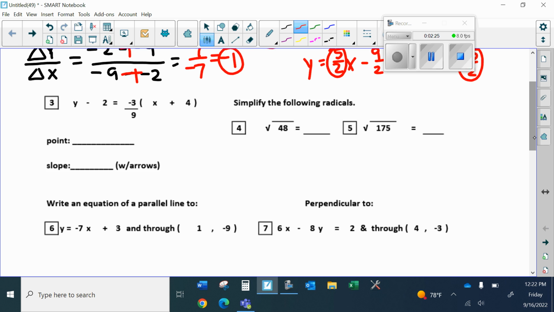Number 3, you should know this is in point slope form. You should know it's always the opposite and the opposite. We have people that don't even know what a point is. That is x comma y. They're writing one number only. Opposite, -4. How do I know it's the x coordinate? Because it's right next to the x.